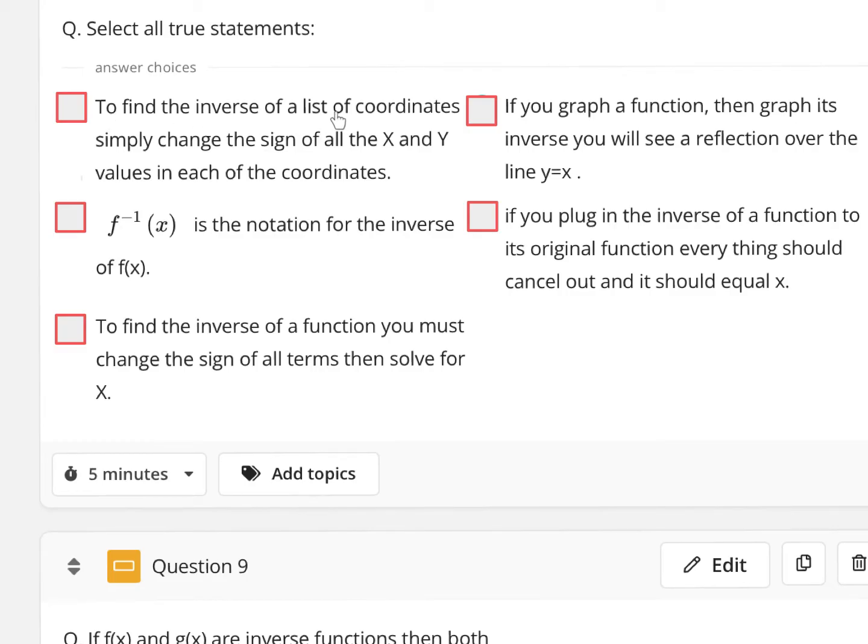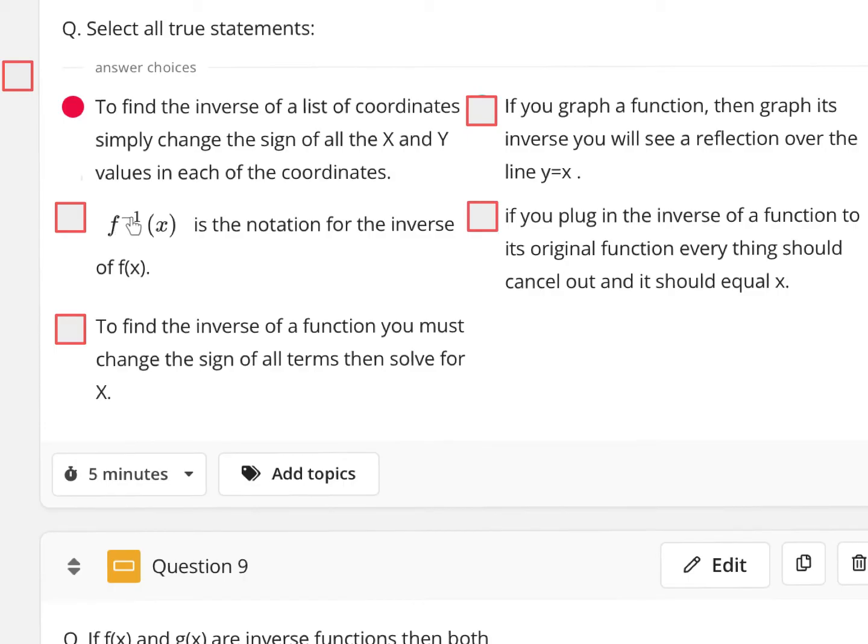To find the inverse of a list of coordinates, simply change the sign of all the x and y values in each of the coordinates. Do we change the signs to find the inverse? No, we switch x and y. So this is definitely false. That's why there's a red mark right there. So this is false.